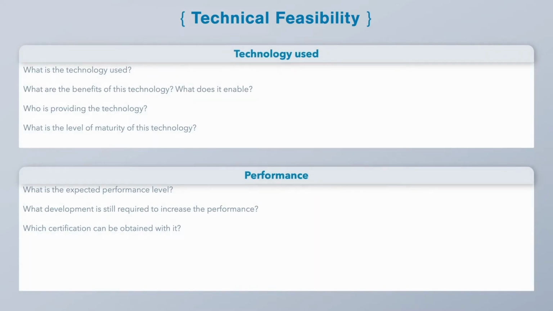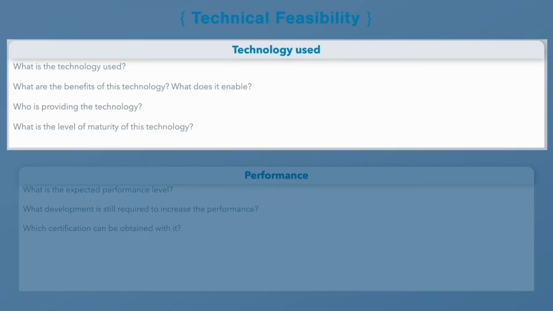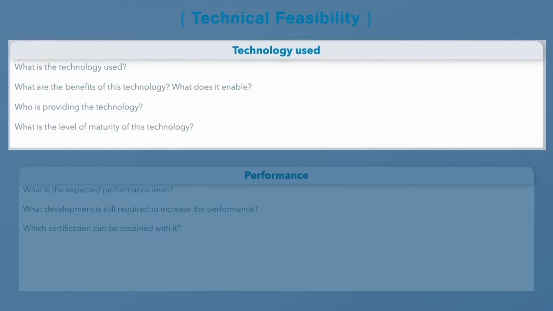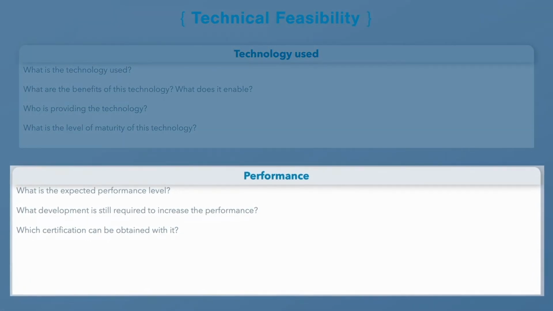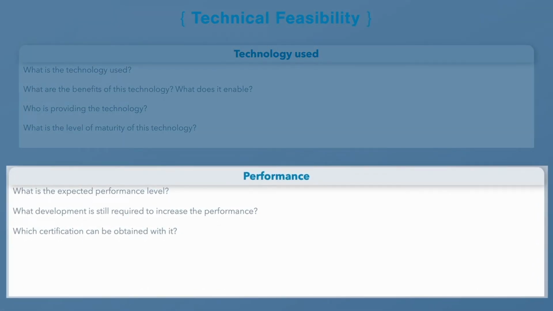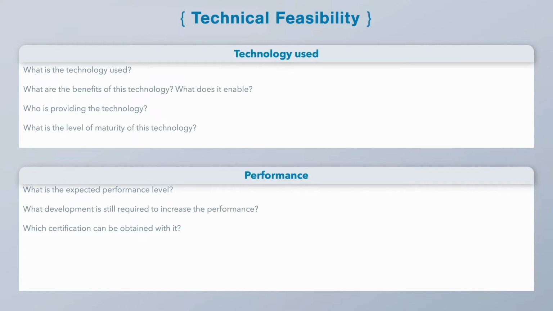The technical feasibility aims to demonstrate that the technology works and is ready to be implemented in an upcoming offering. In the first box, the club member will explain the kinds of technology used, its benefits, and what it enables in terms of functionality. The tool explains who will provide the technology and the maturity level, such as by using the technology readiness level. In the second box, the tool aims to precisely determine the expected performance level, and the work remaining to increase the performance to the desired level. Finally, if applicable, the tool recommends the precise certification or standardization that can be obtained with such technology.